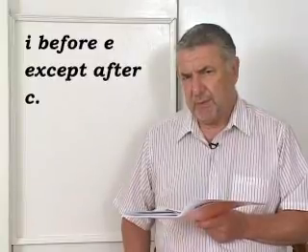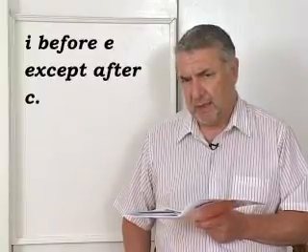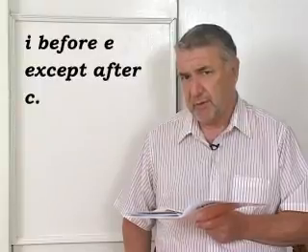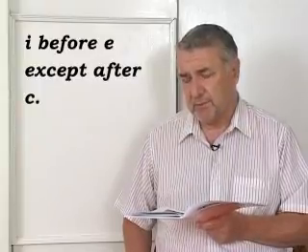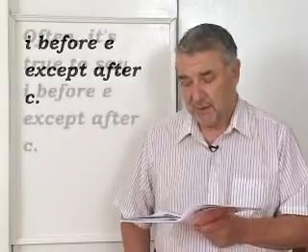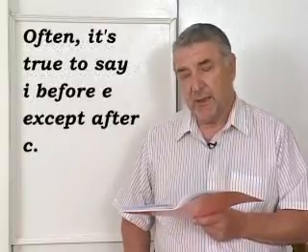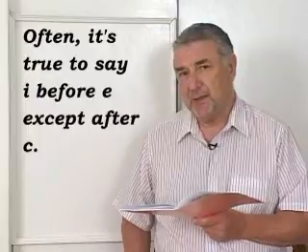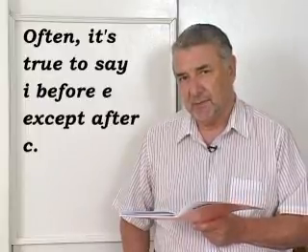Well, the trouble with rules in English is that they're not reliable. Sometimes you can trust them, sometimes you can't. But today you can, all right? Often it's true to say I before E except after C. Let's look at some examples.